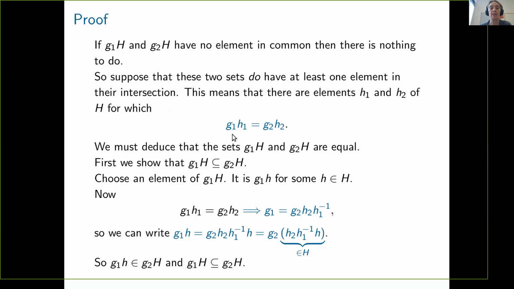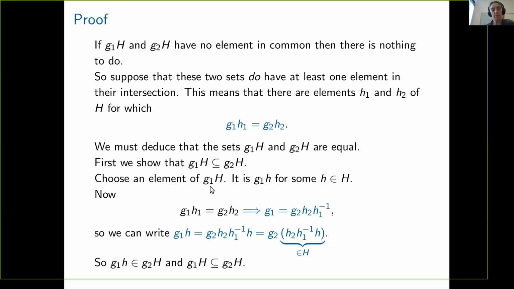From that, our task is to deduce that the sets g1H and g2H are equal. In other words, that every element of g1H is also an element of g2H, and that every element of g2H is also an element of g1H. We'll do the first of those first. We'll try to show that every element of g1H belongs to g2H. In other words, that g1H is a subset of g2H.